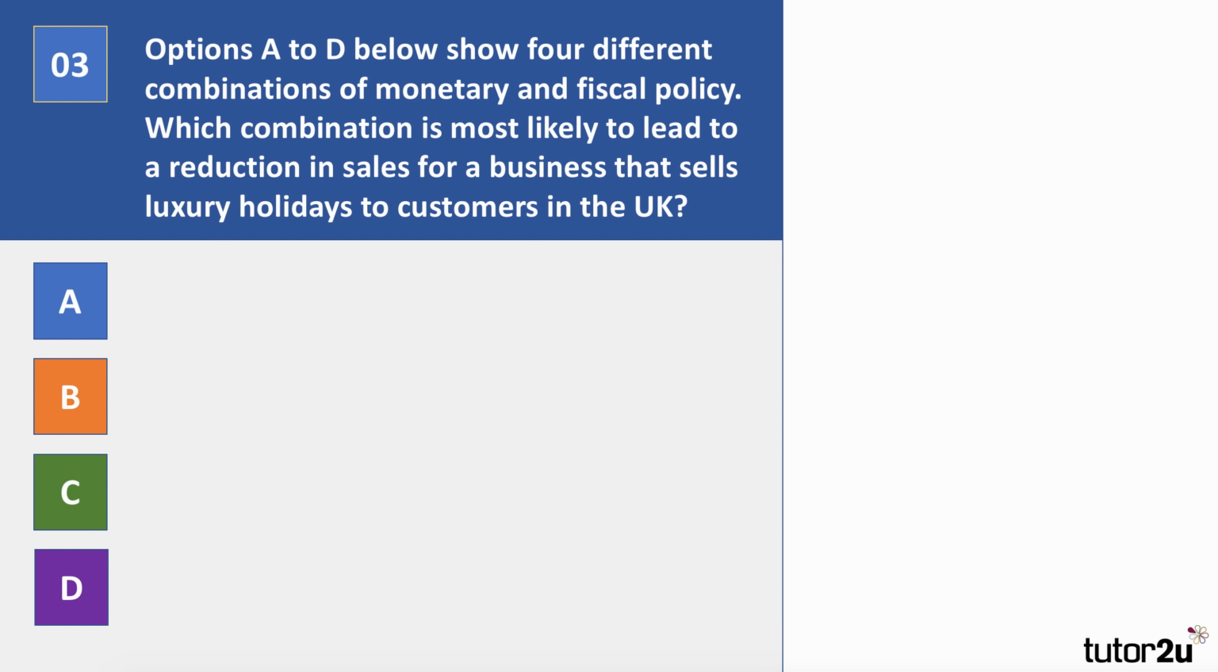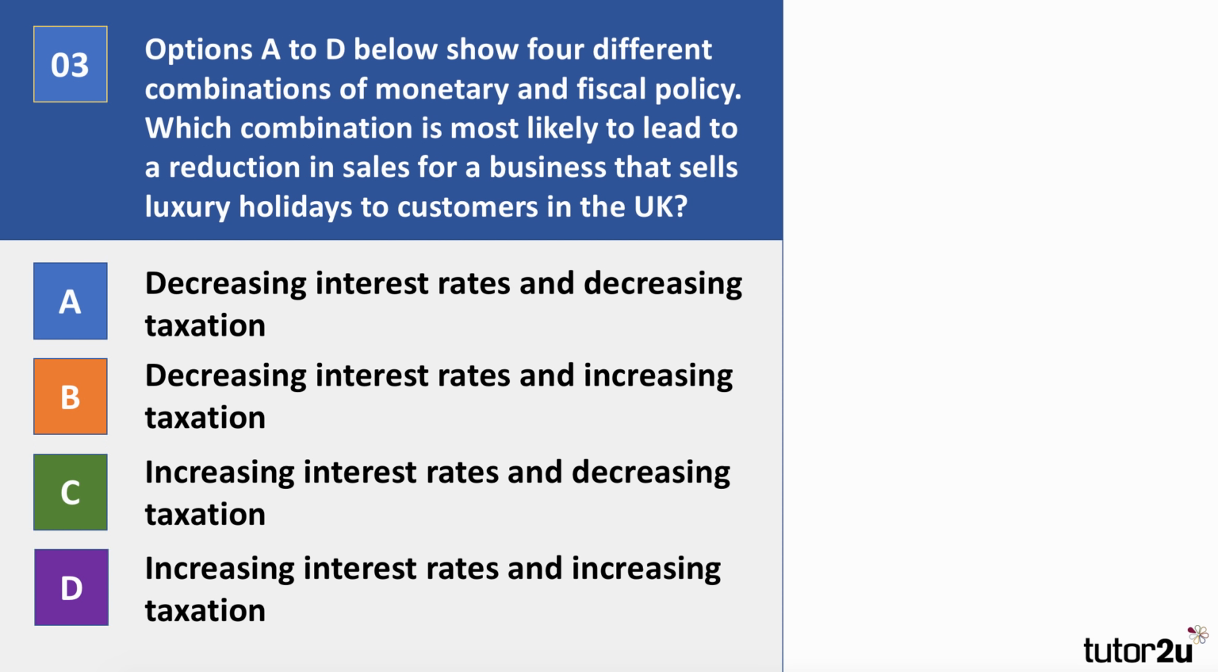Okay, question 3. Options A to D below show 4 different combinations of monetary and fiscal policy. Which combination is most likely to lead to a reduction in sales for a business that sells luxury holidays to customers in the UK? Make your selection from those 4 series of options.